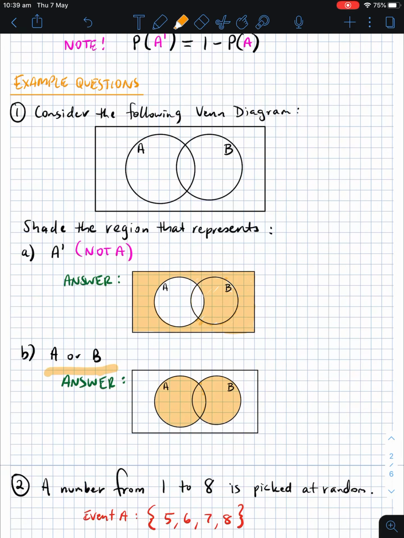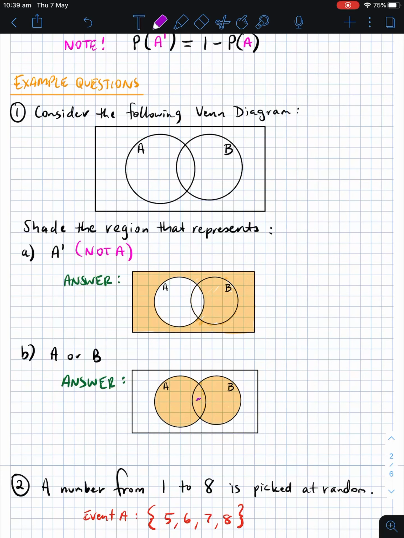Next one is A or B. So I literally want anything that's in the A circle or the B circle. So that's where you shade in both circles fully, because we just want to be in A or B. It doesn't matter which one. For example, if we're in this circle, we're in A, so that does tick A or B. And if we're over here, we're in B, so that does satisfy the area A or B.